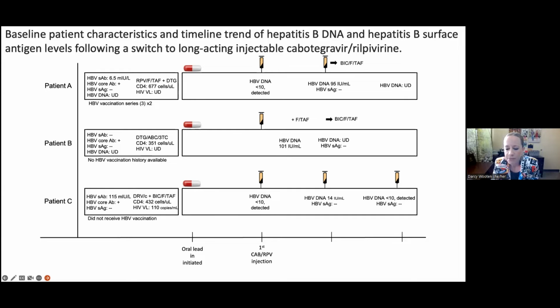And at each time labs were checked, their hepatitis B viral load was, again, very low, but detected, but they seemed to do pretty well staying on injectable therapy. And their surface antigen has remained negative. Their LFTs have remained normal, and they've been asymptomatic from a hepatitis B standpoint. So these are our 3 cases.